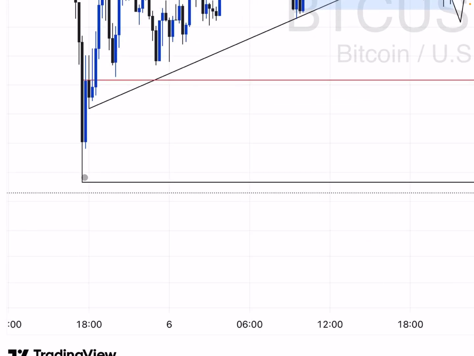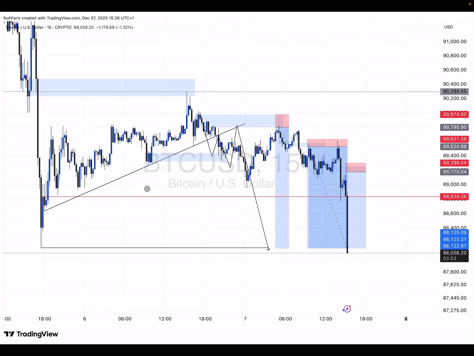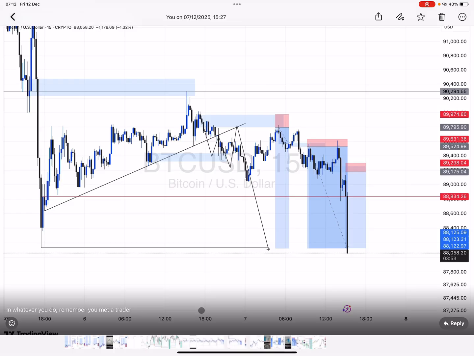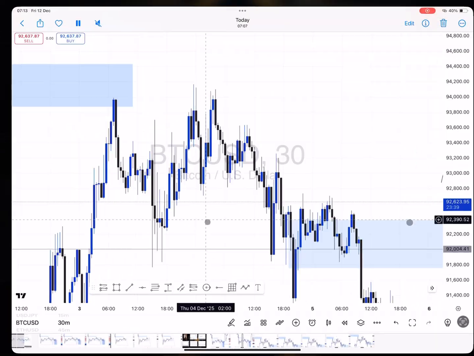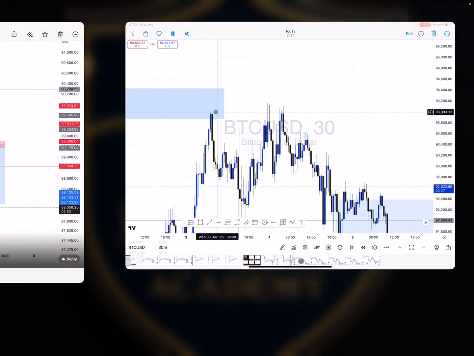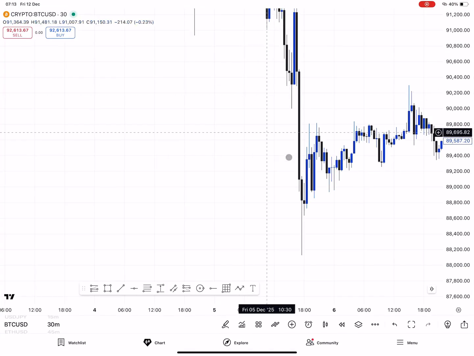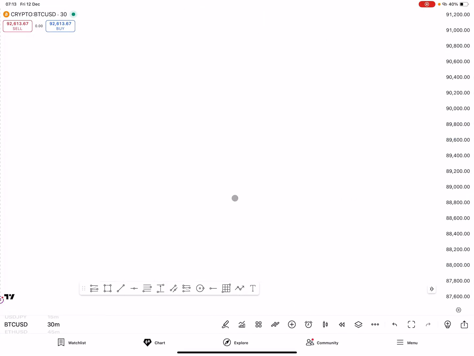I was targeting this liquidity leg here, because market normally chases liquidity until it clears all this liquidity. It's not supposed to start going in another direction. So let's hop on the chart and make a quick breakdown on how I got the trade.